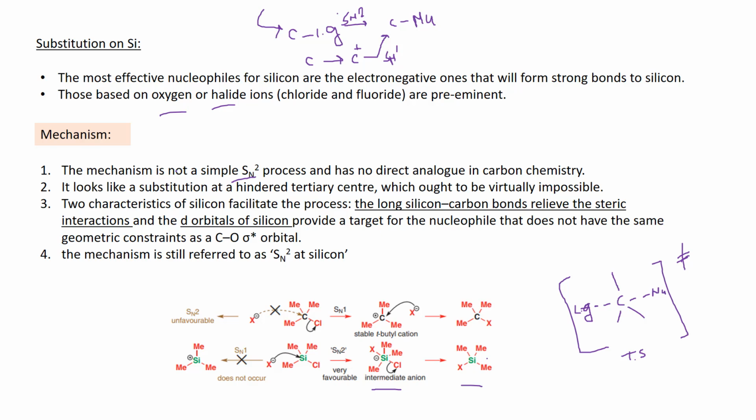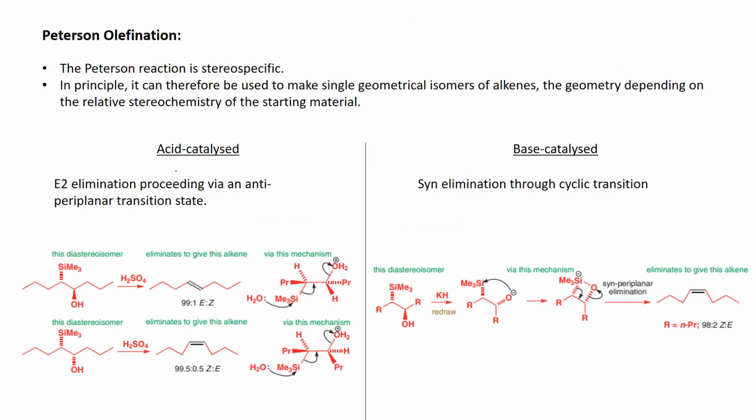For silicon chemistry, there are two types of olefination reaction, that is, double bond forming reactions. The Peterson reaction is stereospecific. In principle, it can therefore be used to make a single geometric isomer of alkene, and the geometry will depend on the relative stereochemistry of the starting material. The Peterson olefination can be performed in two ways: one is acid catalysis, another is base catalysis. Acid catalysis reactions usually go through an anti-elimination, and base catalysis reactions go through a syn elimination.